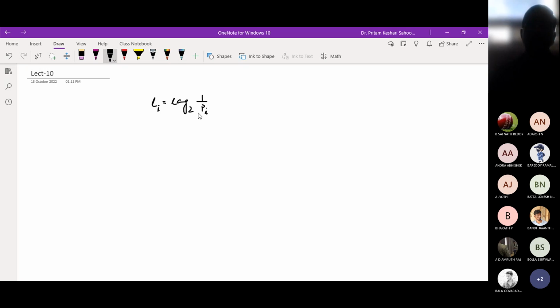And when we calculate the length using this expression, we may get a value of length that is some decimal. Suppose after calculating, I get the value of li equal to 1.2. So Shannon has stated that if the value of li is a decimal value, then you approximate it to the next integer value. After 1.2, the next integer value will be 2. So you can take li as equal to 2.